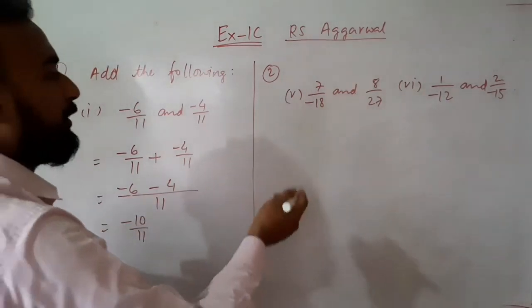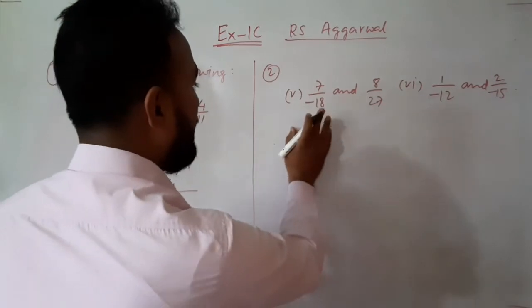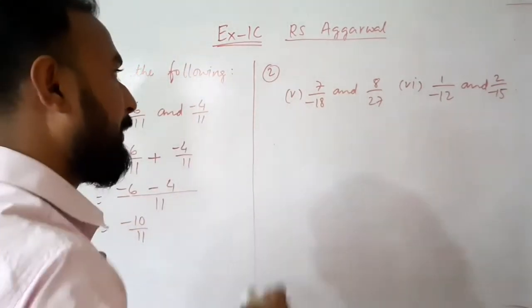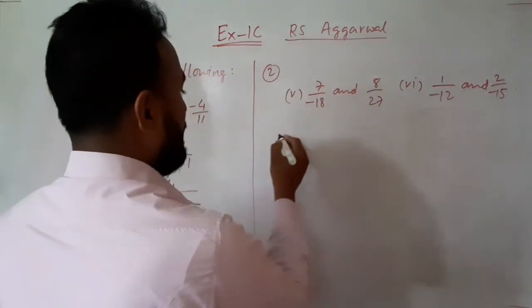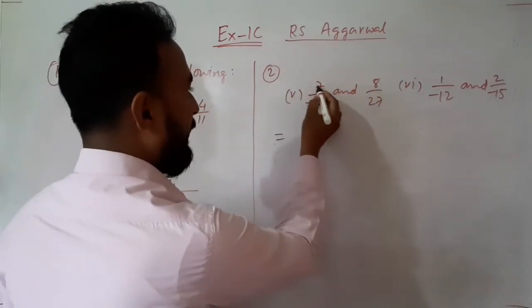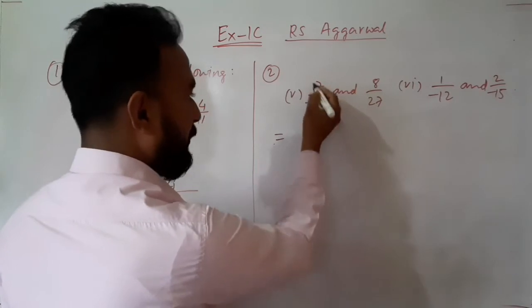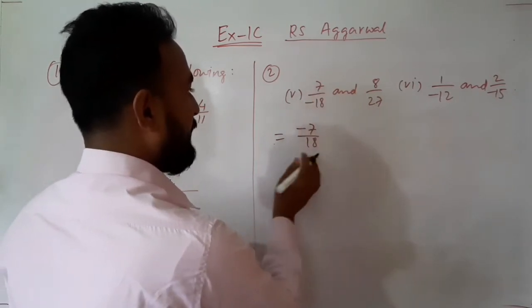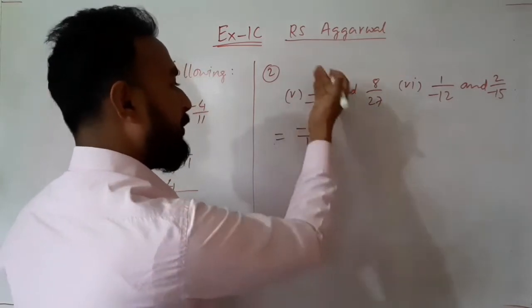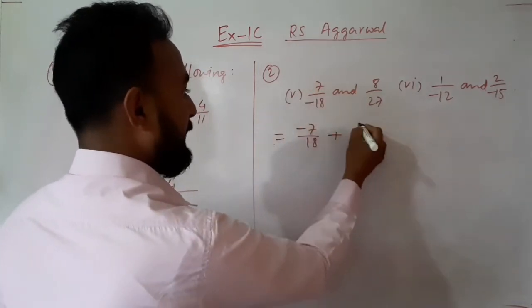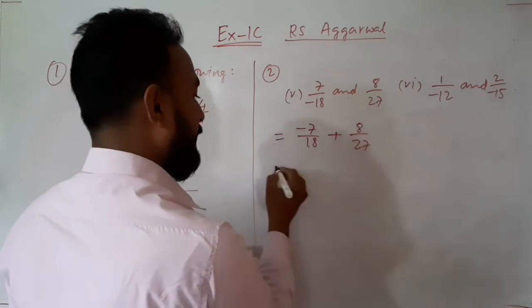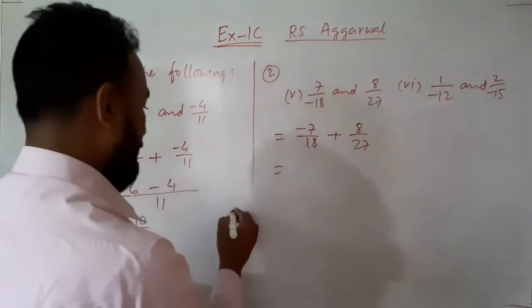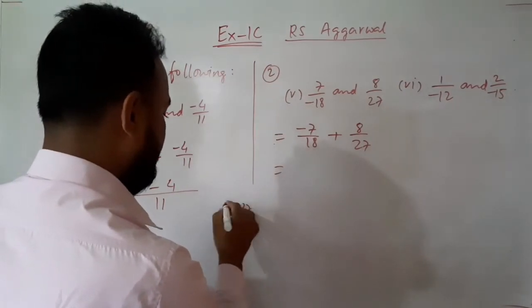So in question number 2 also you have to add, but with unlike rational numbers. Unlike है यहाँ पे आपका denominator different है. So here you are given 7 by minus 18. So you have to put minus with the 7 and here 18. जहाँ भी माइनस नीचे रहेगा उसको आप ऊपर कर सकते हो, कोई दिक्कत नहीं है. Plus 8 by 27. So here you have to take the LCM of 18 and 27.